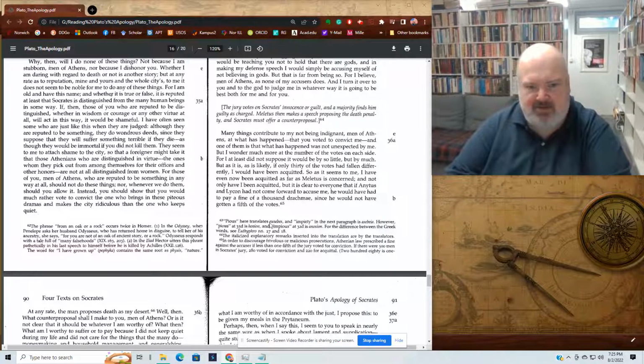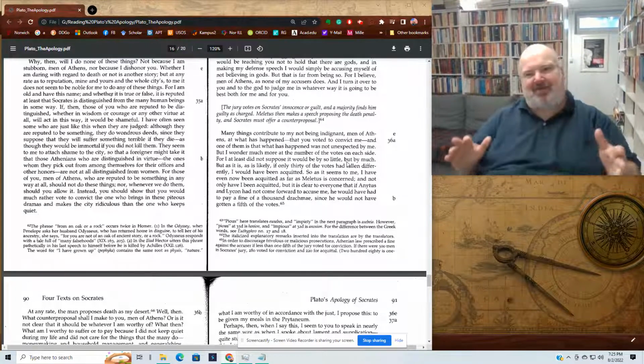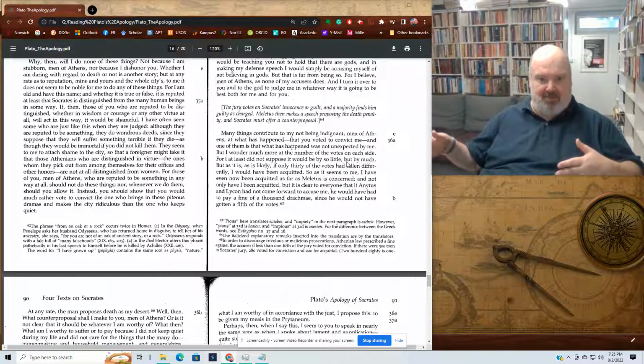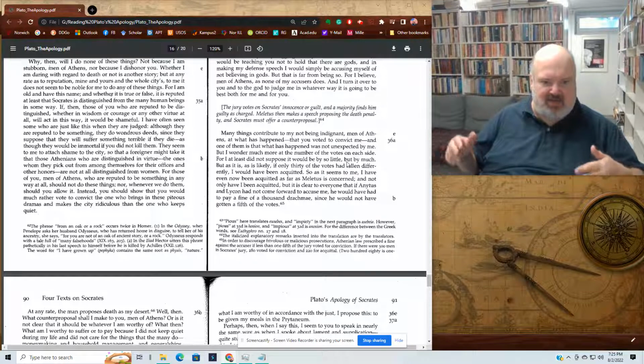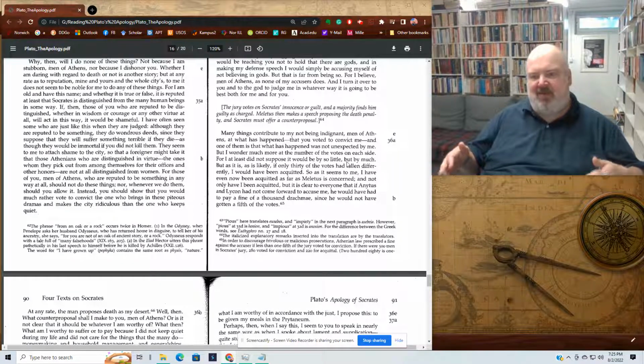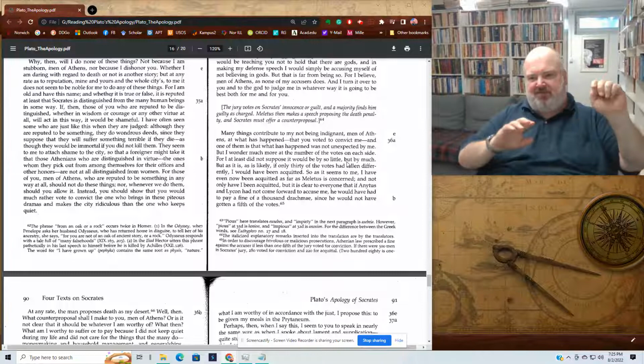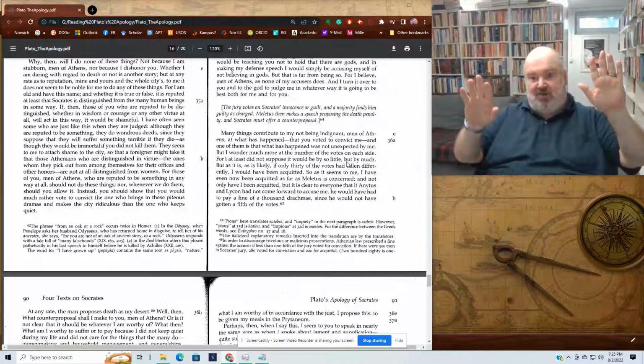Okay, and Socrates says, I wonder much more at the number of the votes on each side, for I at least did not suppose that it would be so close, but by much. He thought he was going to get convicted by a bigger margin. As it is, if only 30 of the votes had fallen differently, I would have been acquitted. Remember, 60 votes, 30 shift, then it's 50-50 and no conviction.